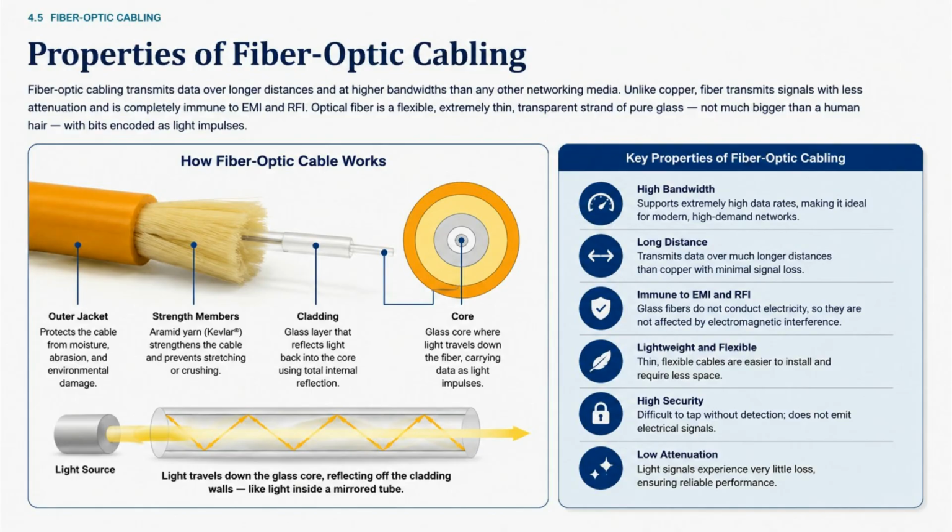Fiber transmits data further and faster than any other media, with less attenuation than copper and complete immunity to EMI/RFI. Physically, it's an extremely thin, flexible strand of pure glass, barely thicker than a human hair, with bits encoded as pulses of light bouncing down the core, shown in the cutaway diagram.